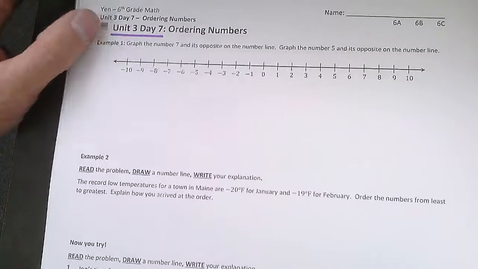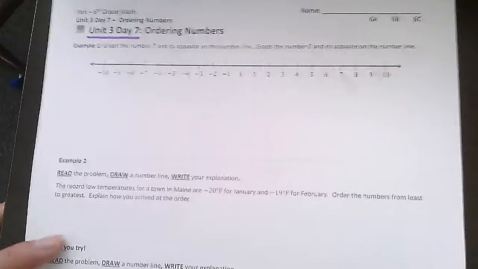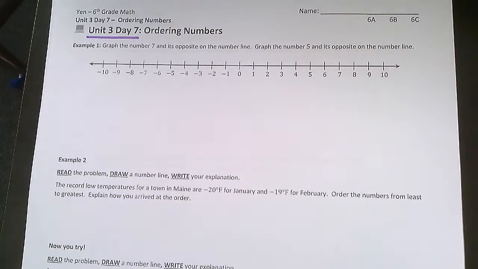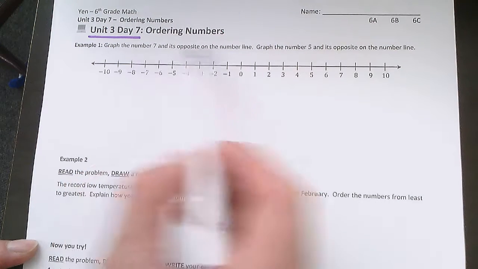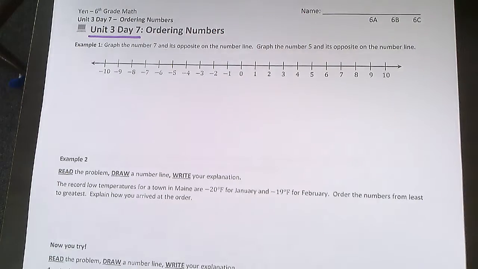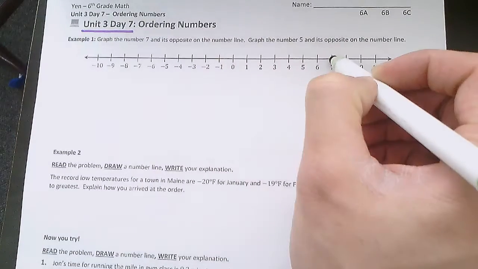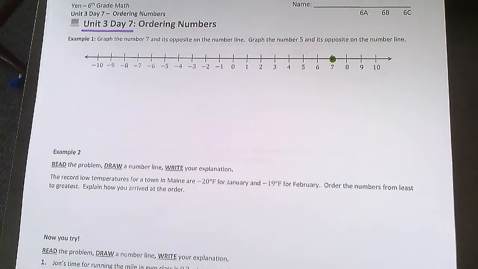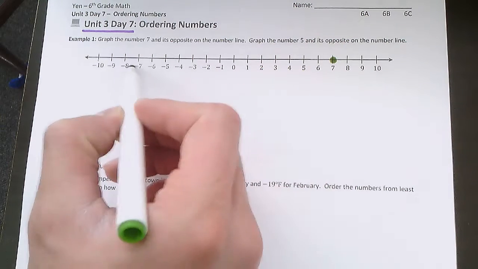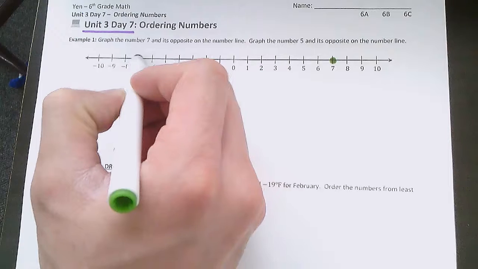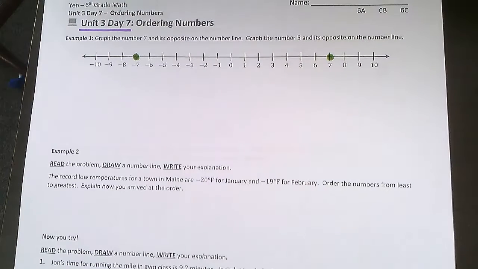So first let's review a little bit about how we can look at a number line and figure out which numbers are the least and what numbers are the greatest. So first it says to graph the number 7 and its opposites on the number line. So we're going to do that first. So 7 is out here. Let's put a point there. And the opposite of 7 is negative 7. So we look out here, 0, going to negative 7 to the left. All right.